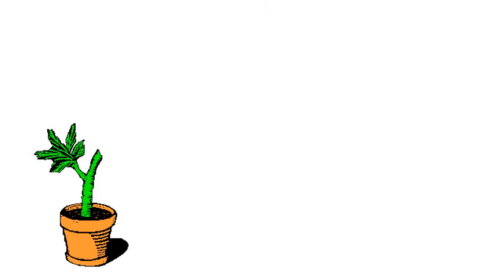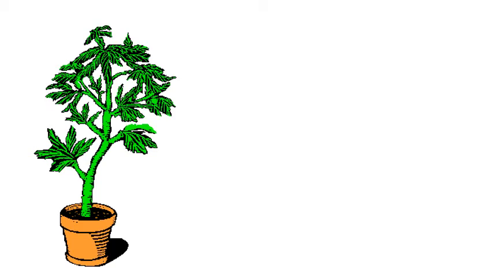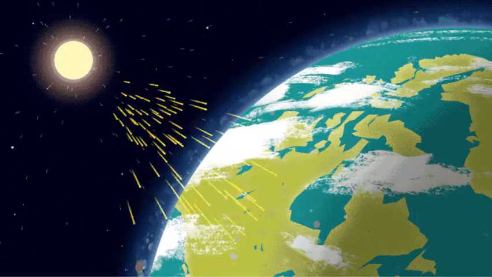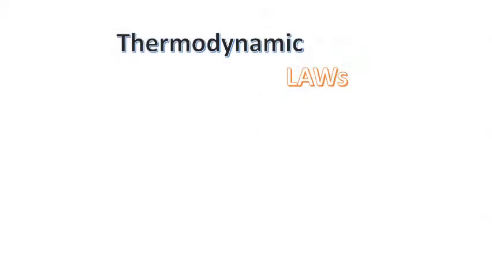Green plants or producers have energy, and the sun is the ultimate source of energy. Before going further, you might remember the thermodynamic law which states that energy can neither be created nor be destroyed. It can only be transported from one place to another place.